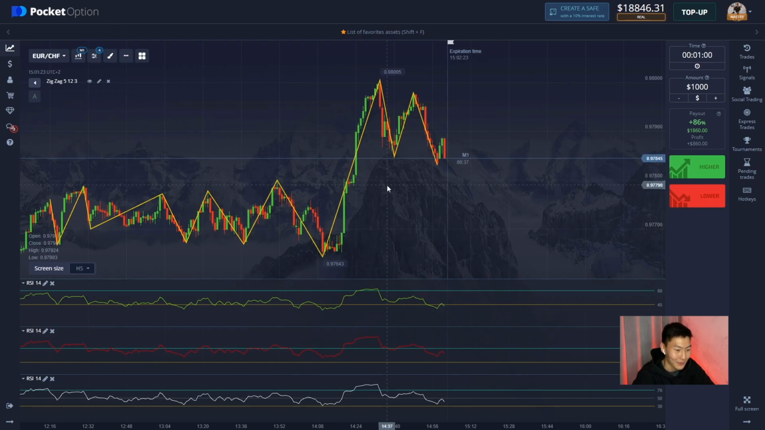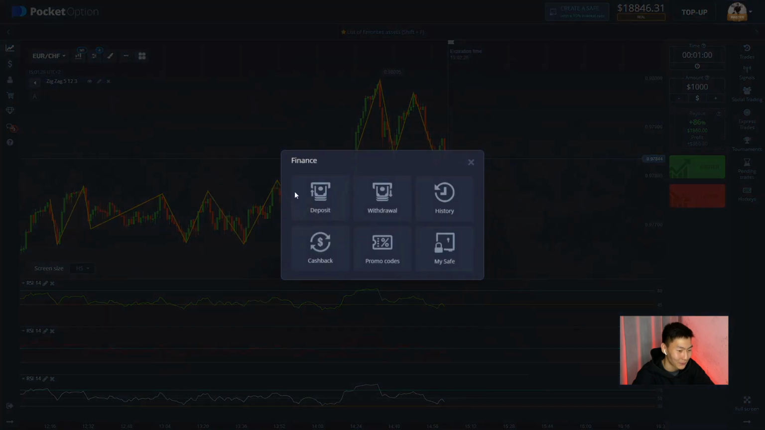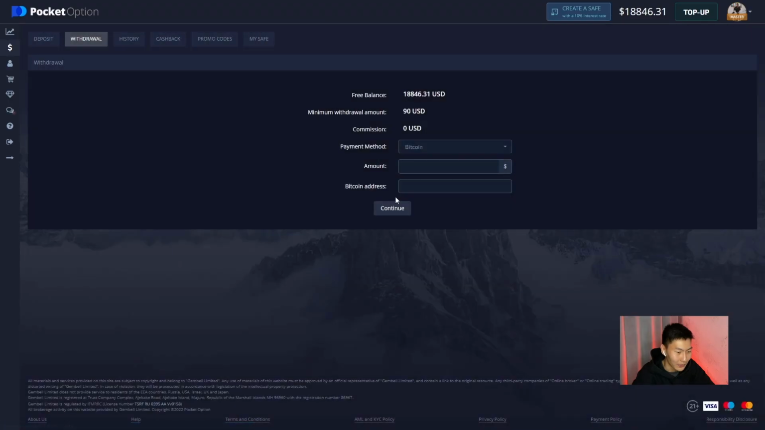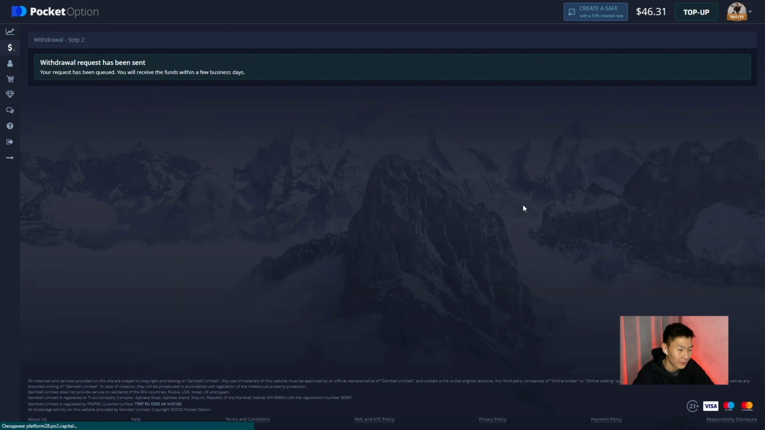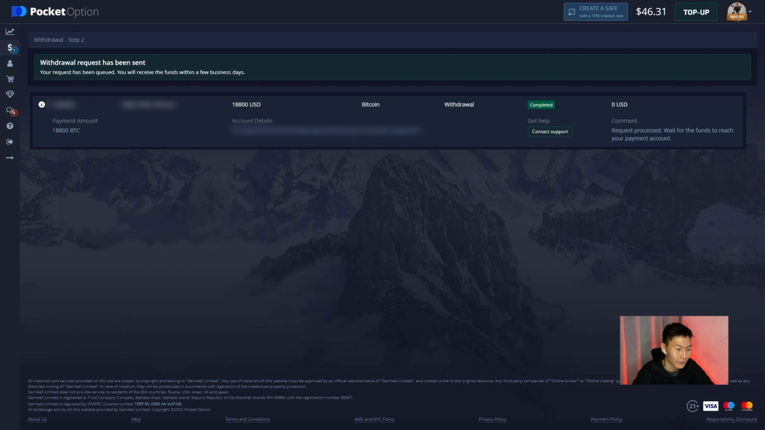Maybe some outcome, guys, and let's get down to withdrawal to a Bitcoin wallet. Of course, let's withdraw, I guess, $18,000. Press the continue button, and there are $46 left on our balance. That's what we got for today. It took us 20 minutes to gain that, and there we go.